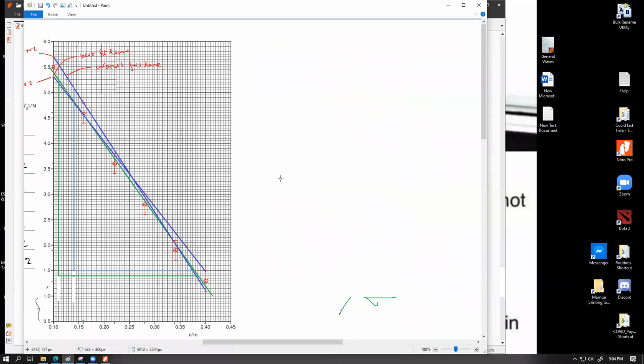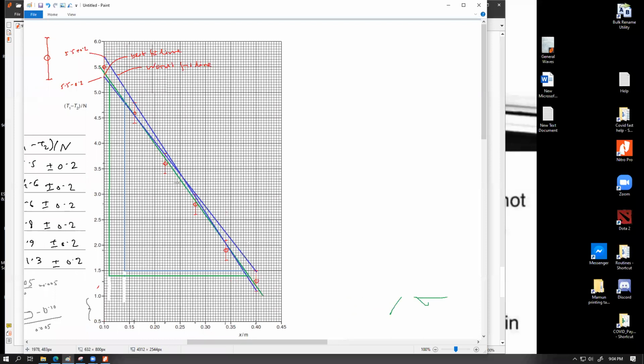There are different ways that people go for calculating the gradient for these lines. I personally like my preferable way, which I'm going to show you. In this case, let's say the gradient of the best fit.